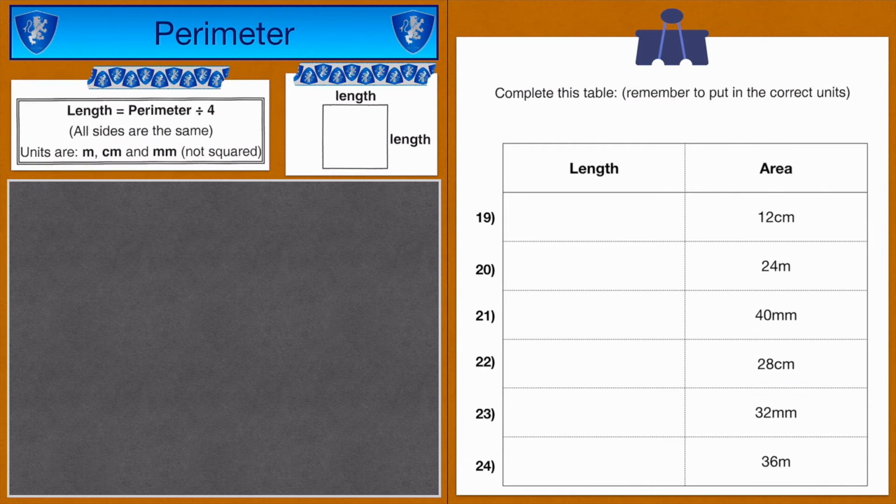So that's okay. And coming back the other way, you're just dividing by 4 this time. Because if you know you've added 4 lengths together, to find out what one of them is, just divide by 4. So 12 divided by 4 is 3. 24 divided by 4 is 6. 40 divided by 4 is 10. 28 divided by 4 is 7. 32 divided by 4 is 8. And 36 divided by 4 is 9. So that's very simple, very straightforward.